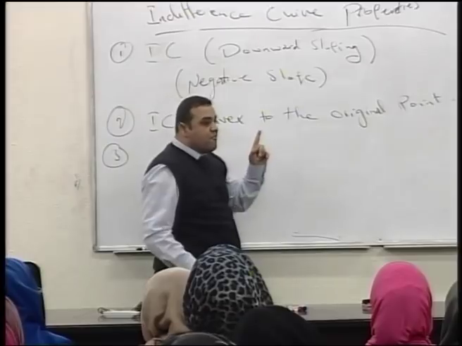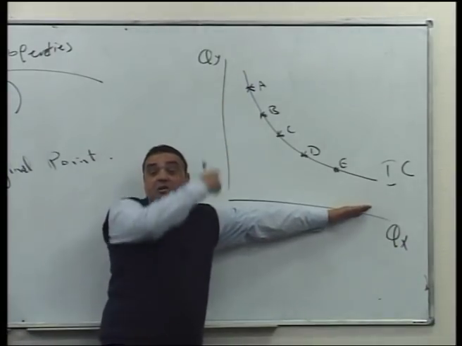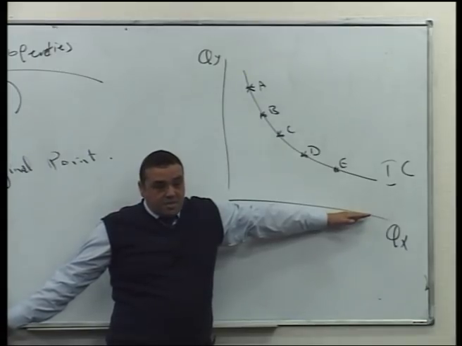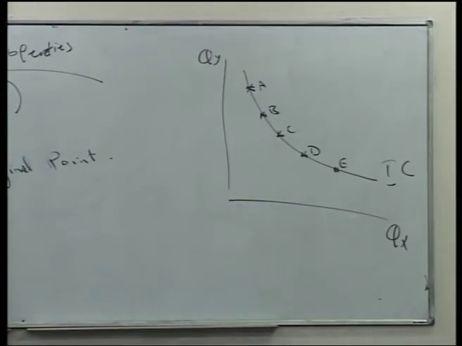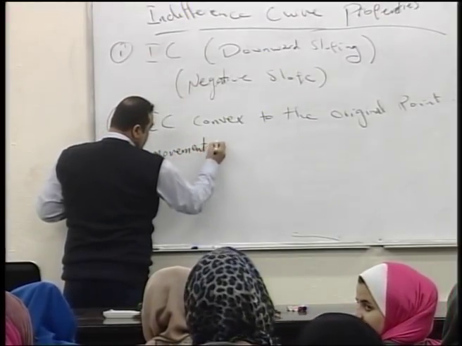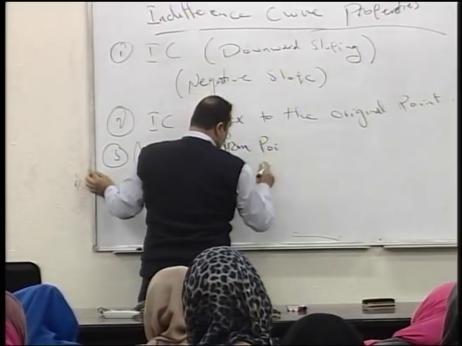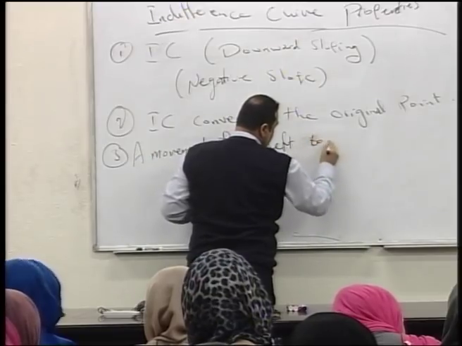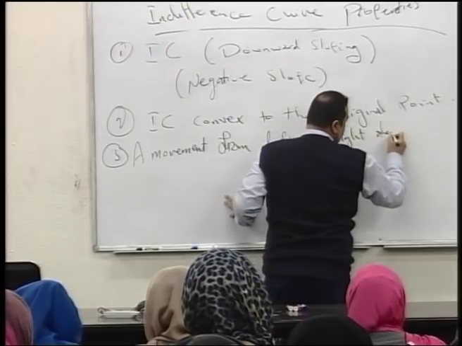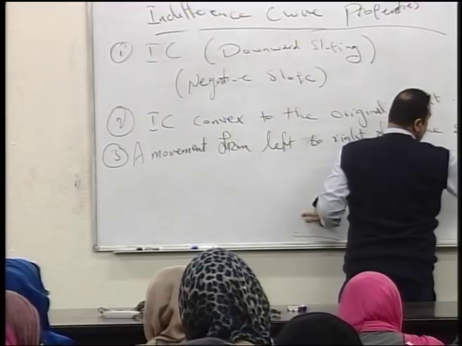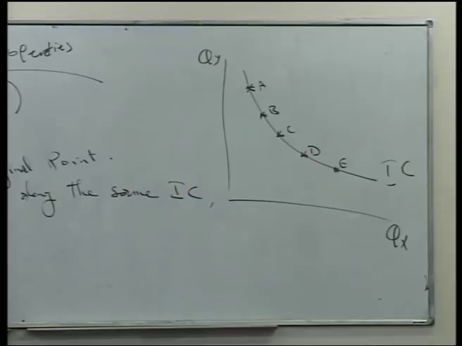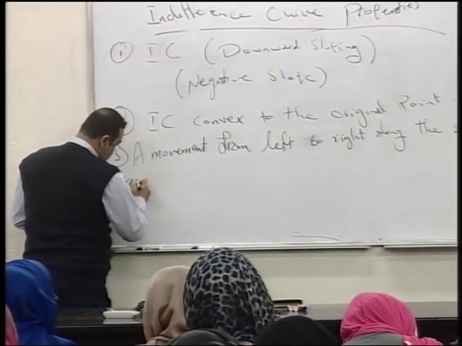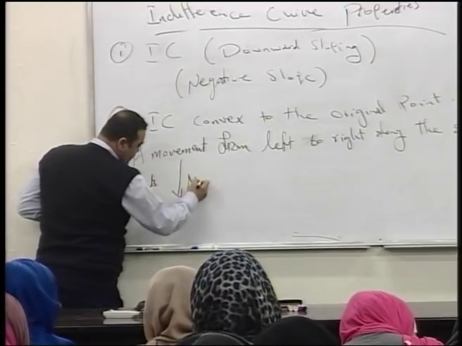So a movement from left to right along the same indifference curve means or represents the decreasing of the marginal rate of substitution. Then, a movement from left to right along the same IC means, or represents, or shows, the law of decreasing the marginal rate of substitution.